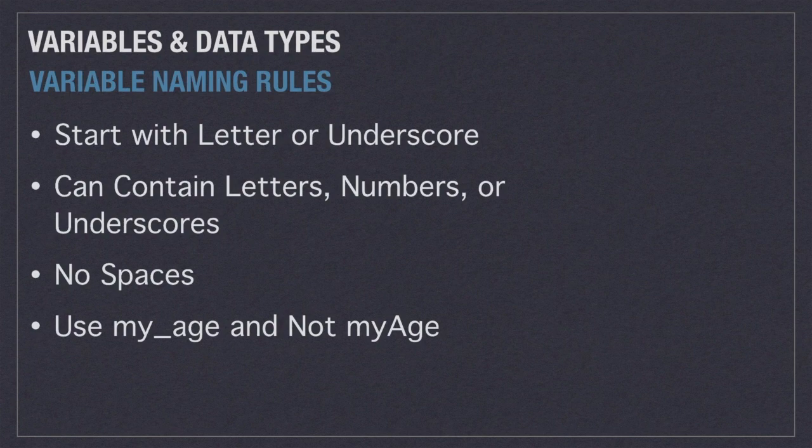Now, there are certain rules for naming variables in Python. Your variables can start with a letter or an underscore, and then after the first letter, you can use numbers such as num_1. But one thing you cannot do is put spaces in variable names. So for example, you could put my_age, but you could not put "my age". And it is also considered good practice to separate words with underscores, as you see right here, and not use camel case, like you see right here.